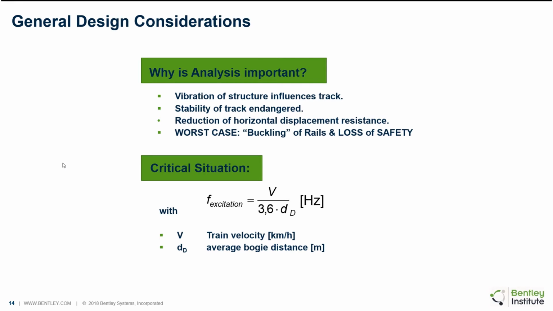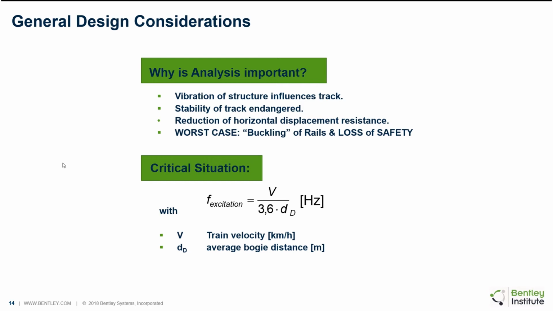So one more time, why is this analysis important? What do we need to do it for? Because, of course, as the structure vibrates as a high speed vehicle is passing, it influences the track. The whole structure moves, shakes if you want, right? And we need to account for that because even the stability of the track could be in danger. There's a lot of moving pieces there, right? Now, the worst case scenario would be that the actual rails, remember, is steel, could start buckling and then a loss of safety could happen there.